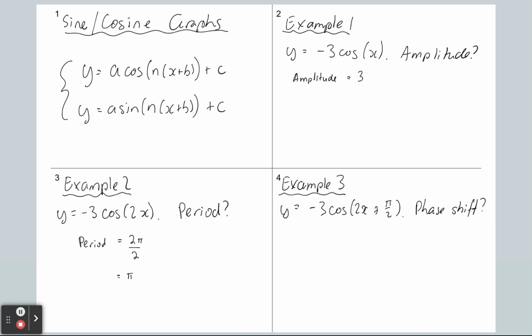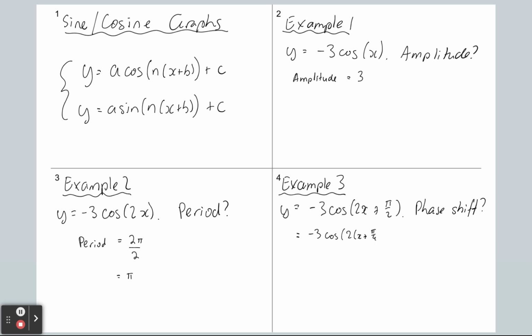Now, the phase shift is not quite this value here, not quite. It feels like it might be, but it's not. What we need to do is factor out that 2 in front of the x first. So the first thing I do is go, that's equal to negative 3 cos of 2 outside of x plus pi. Oops, sorry, that's not quite right, is it? Let's try that again.